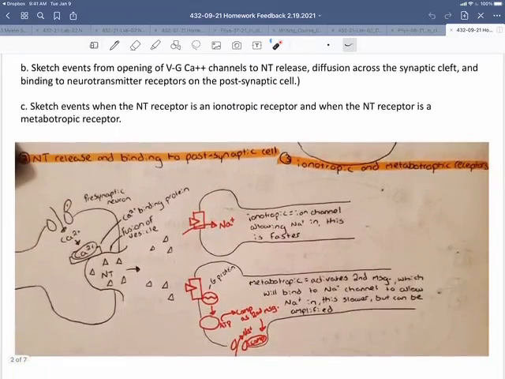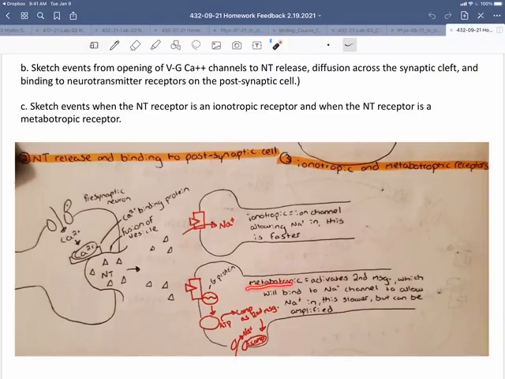Most people combined B and C, events from release of neurotransmitter. And so here's the neurotransmitter, and then when we have an ionotropic receptor, the receptor is a channel, and so the sodium is going through that receptor. It is faster, but there's no amplification.